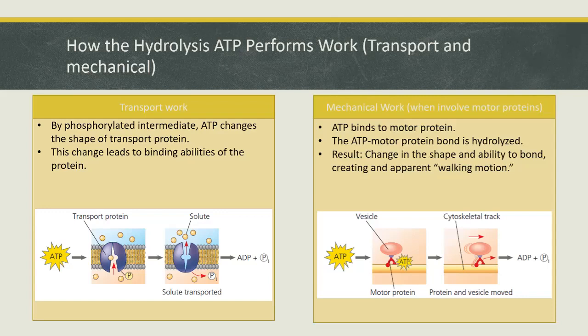The difference is that ATP binds to a motor protein, which is those red legs that you can see down there, and the ATP motor protein bond is hydrolyzed. You can see that the ATP and the motor protein are bound, and our cells use hydrolysis to break that bond. Again, it's the same idea. You're breaking a bond, and since you're breaking a bond, the ability to bind of those red legs is going to change. And now the motor protein is given the impression that it is walking. That's how this mechanical work actually happens.